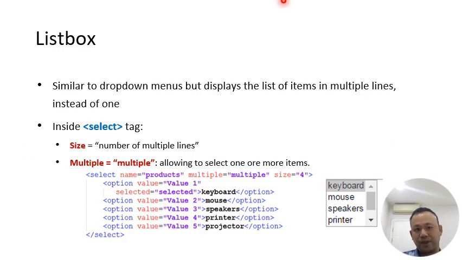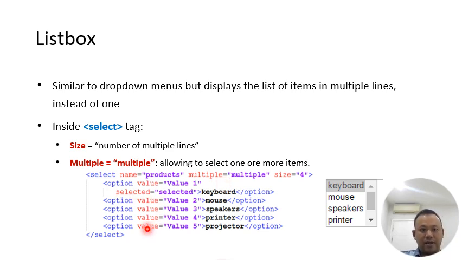List box, also known as the select element with the multiple attribute, allows users to select multiple options from a list. In other words, a list box is similar to a drop-down menu but displays a list of items, like keyboard, mouse, speaker, and printer. So the select tag creates a list box. The name, product, like this, attribute specifies the name for the select when the form is submitted, and the multiple attribute allows multiple selection, like this.